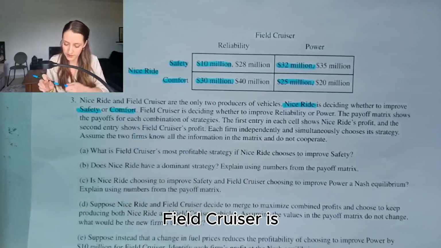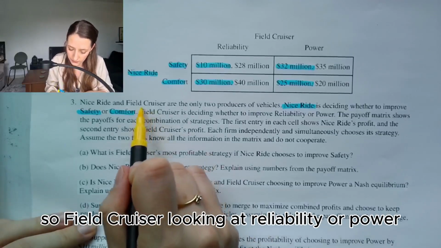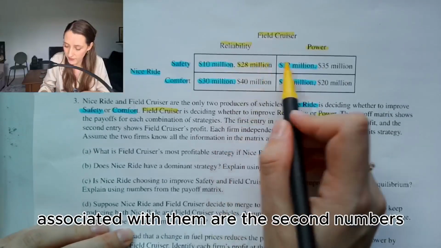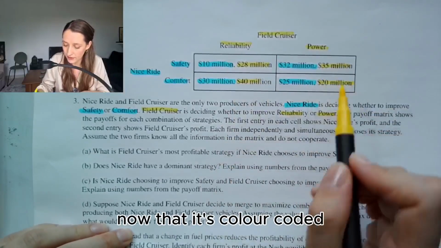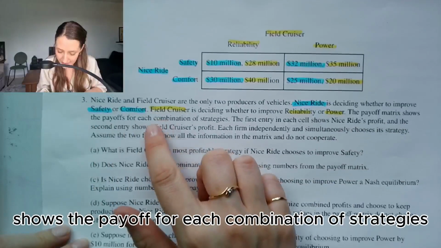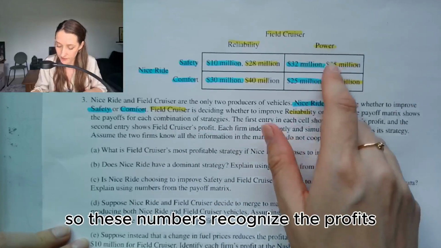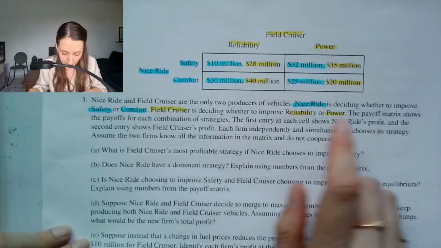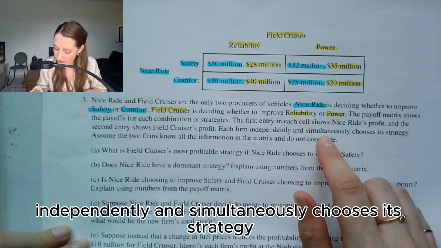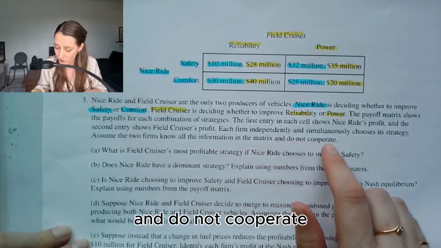Okay. Field Cruiser is deciding whether to improve reliability or power. So Field Cruiser is looking at reliability or power, and the numbers associated with them are the second numbers. Now that it's color coded, it's a little bit more clear and intuitive. The payoff matrix shows the payoff for each combination of strategies. The first entry in each cell shows Nice Ride's profit, so these numbers represent the profits. And the second entry shows Field Cruiser's profits. Each firm independently and simultaneously chooses its strategy. Assume the two firms know all the information in the matrix and do not cooperate.